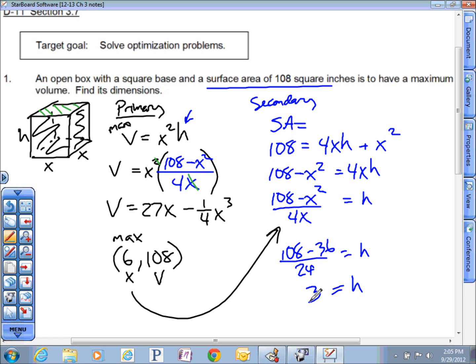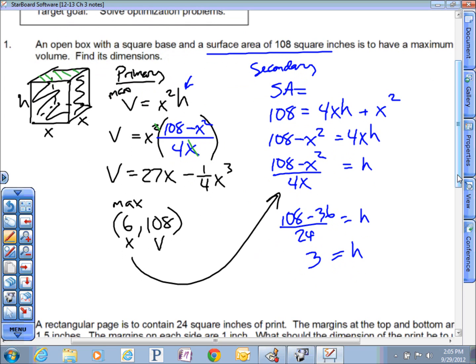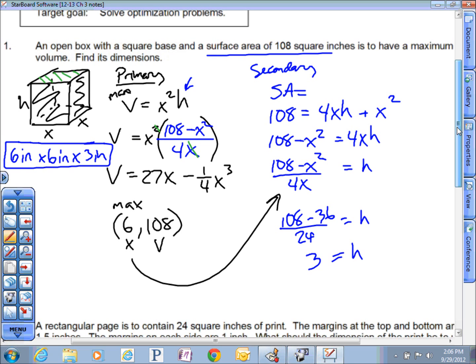What are the dimensions of my box? My dimensions of my box are going to be 6 inches by 6 inches by 3 inches to take care of that problem. So there's a pretty good application of optimization.